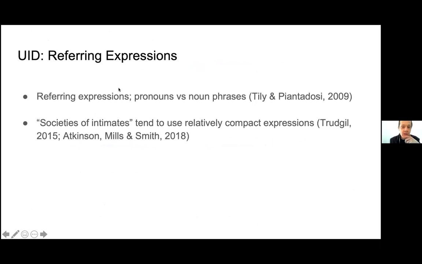Okay, so those were the two examples I wanted to mention in most detail. Let me quickly mention a couple of other places where the uniform information density idea has been applied. So for referring expressions, you have a choice about whether you refer to, say, a person in the discourse using a pronoun or a noun phrase. And there's evidence in this work from Tiley and Piantadosi that the longer form, noun phrase forms tend to be used when the referent is less expected. So consistent with the UID idea.